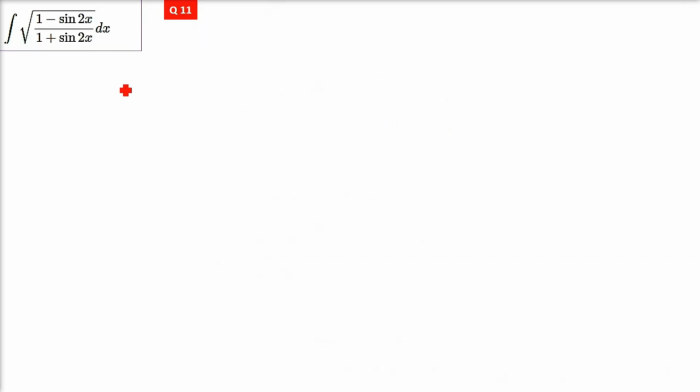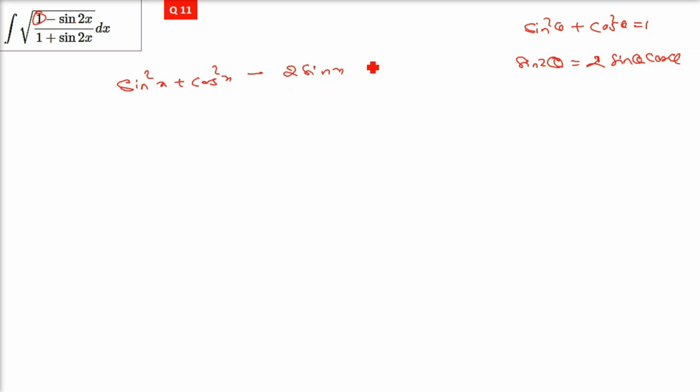Now, as I was talking about these previous questions I just mentioned, you will see that all the questions of the same sort will not lead to a similar answer. Because you know sin square theta plus cos square theta equals 1, that is what we are going to use here. So in place of 1, I am writing sin square theta plus cos square theta. Now this is minus, what is sin 2x? Sin 2 theta is 2 sin theta cos theta. Just write it as 2 sin x cos x in this case.